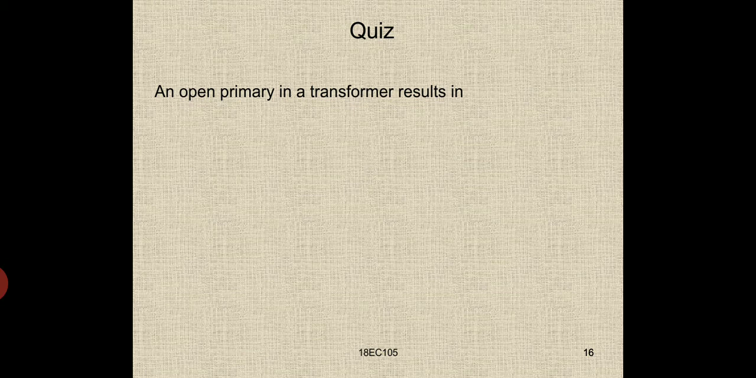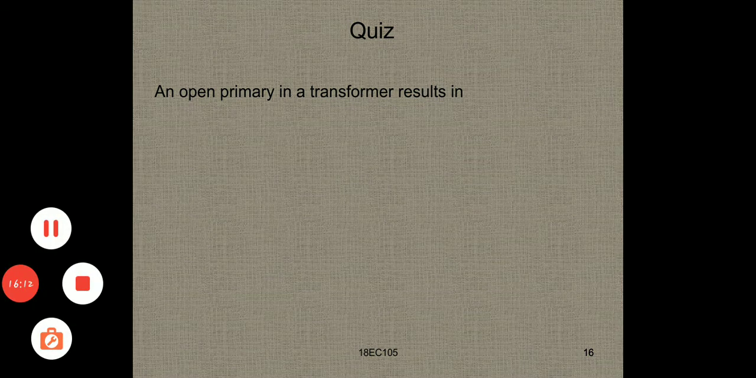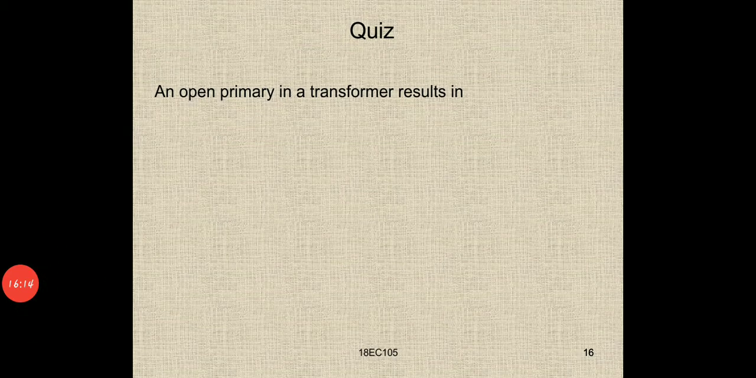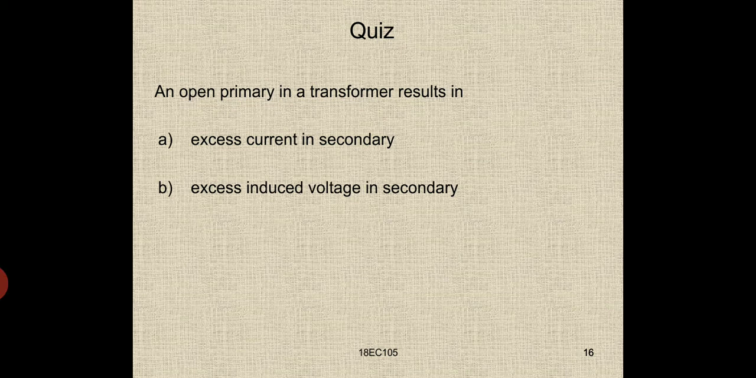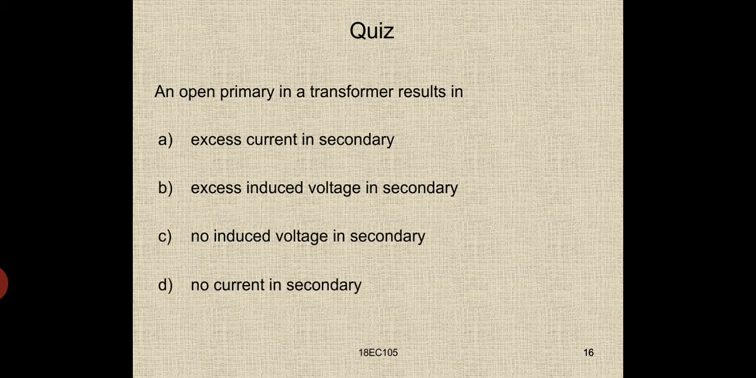Now let us see the next quiz. An open primary in a transformer results in excess current in the secondary, excess induced voltage in the secondary, no induced voltage in the secondary, or no current in the secondary. What's the right answer? That means there is nothing connected to the primary. Will it work? It should not, and it will not. Because there is no induced voltage in the secondary. There is no output. So choice C is the right answer here.